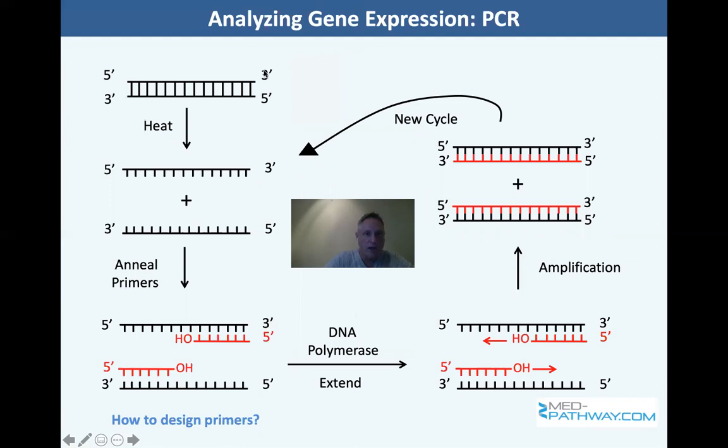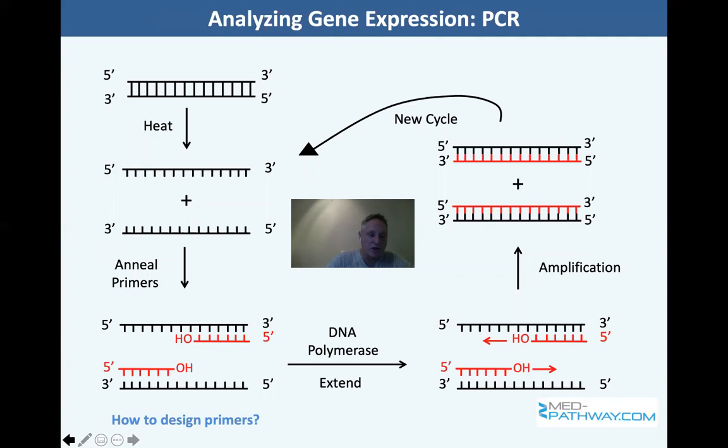This duplex DNA molecule can be heated. When you heat it, you dissociate the strands, and then you can cool the strands in the presence of primers such that they anneal to their complementary sequences. You remember, all DNA polymerases use primers. In vivo, they're RNA primers. In vitro, they can be DNA primers.